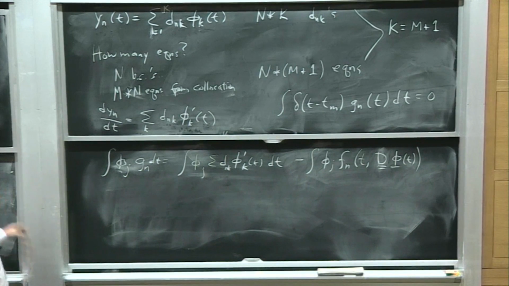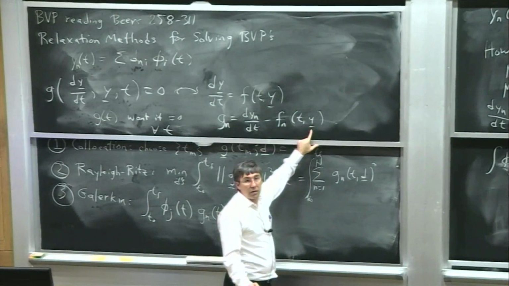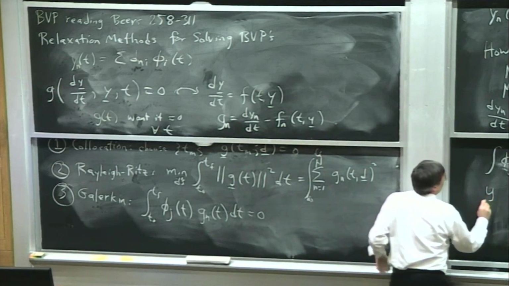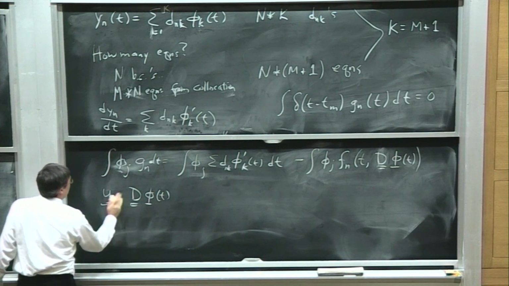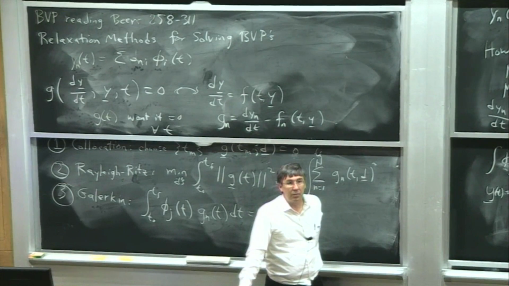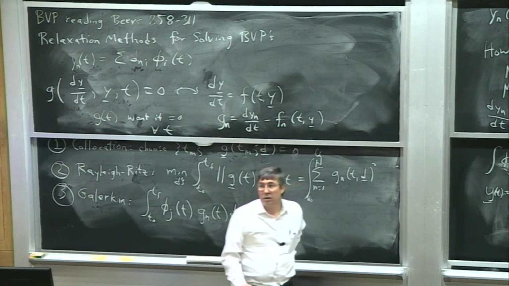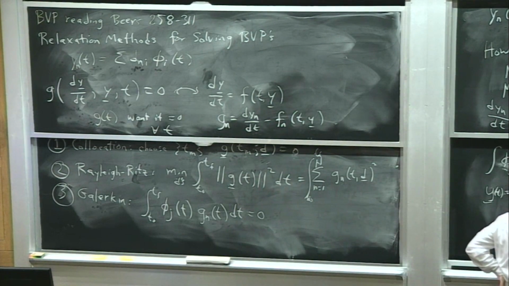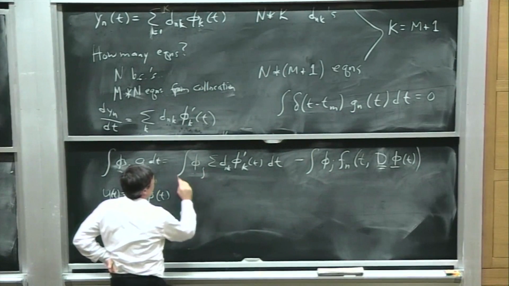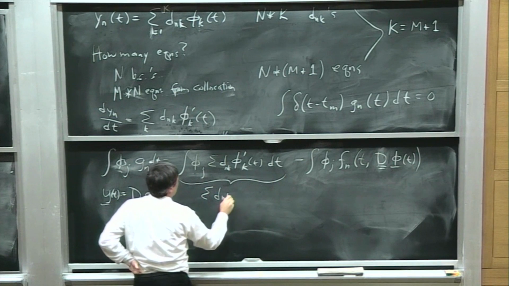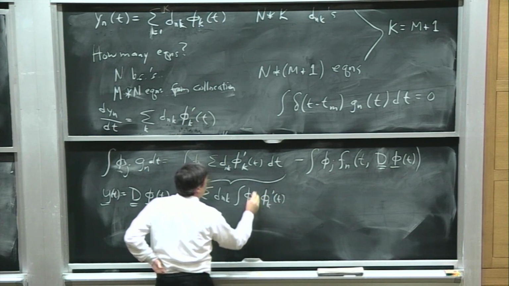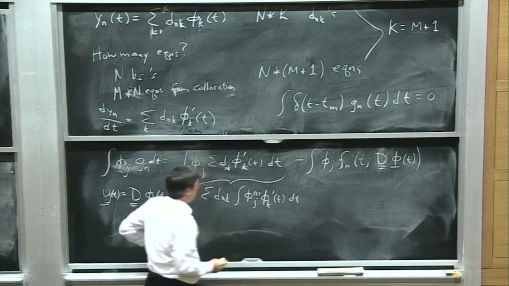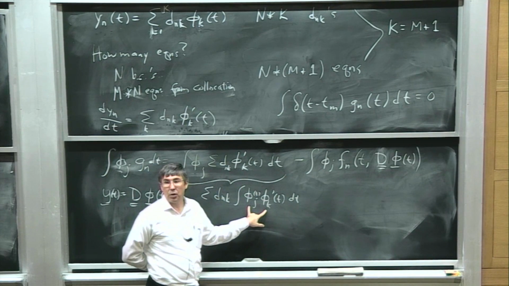Because this y is a vector, it's all the y_n's. And so the whole y vector is D times the phi vector, where D is that big matrix whose elements are D_nk. And so this thing here is a summation of D_nk times the integral of phi_j phi_k prime. If you choose your basis functions cleverly, you might be able to know all these integrals analytically.